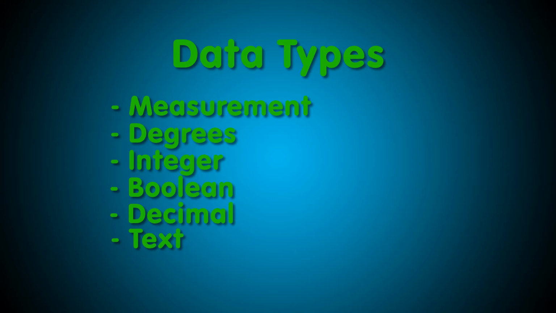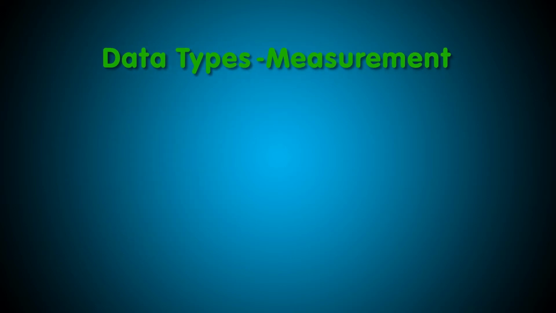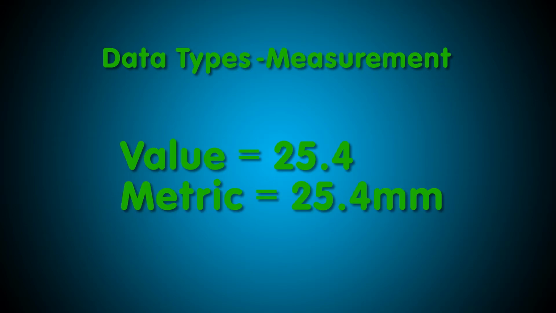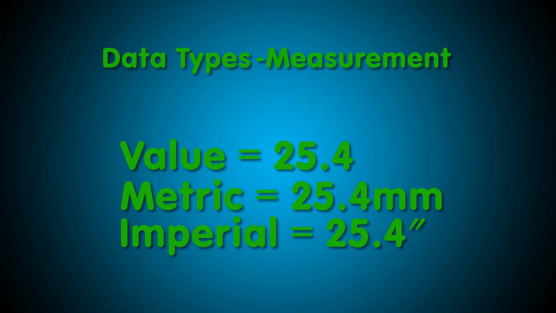Setting a variable to use one of these types will tell Cabinet Vision how you want the variable to be handled. As we see what the different types do, you will understand what I mean about Cabinet Vision handling the variable. So, the measurement data type defines the variable as a measurement. Why is this important though? Well, let's say that I set the value of the variable as 25.4. If I'm using the metric unit type, Cabinet Vision will read this as 25.4 millimeters. If I'm using the imperial unit type, then Cabinet Vision will read this as 25.4 inches.